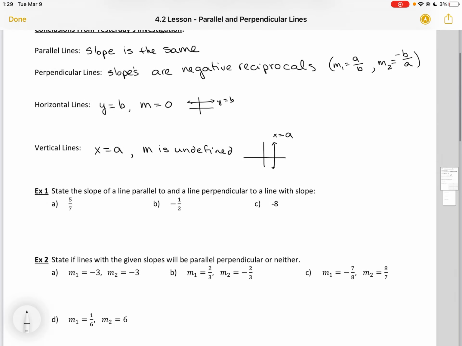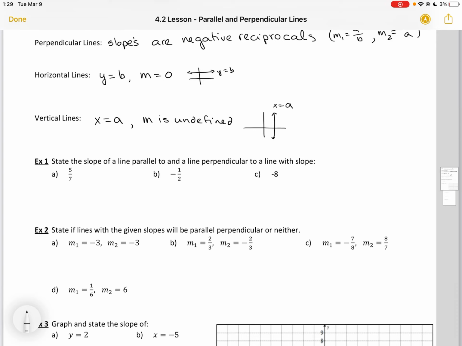Example 1 asks us to state the slope of a line parallel to and a line perpendicular to the given line. Our parallel slope would be a slope that is the same, so 5 over 7. A slope that is perpendicular would be negative and the reciprocal, or flipped.